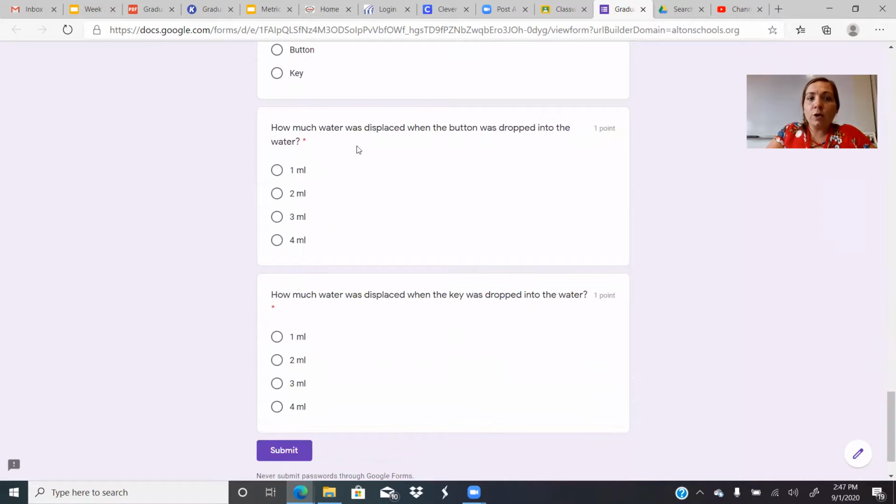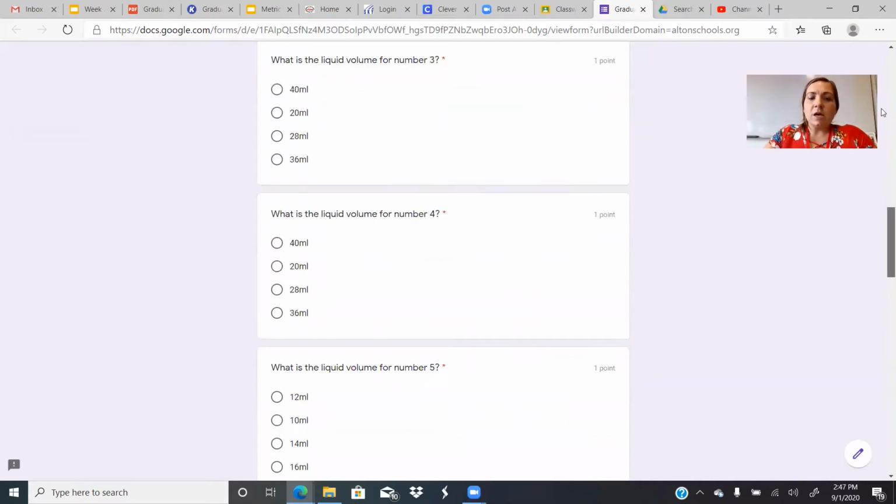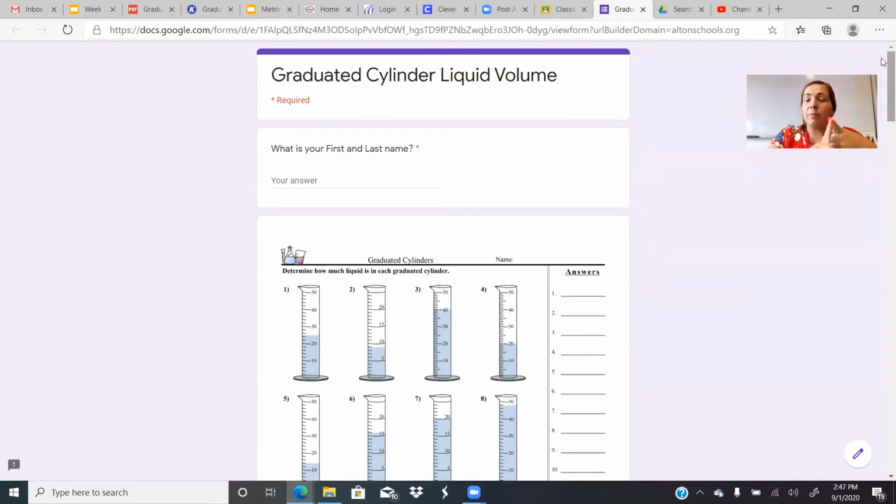How much water was displaced when the button was dropped in? Meaning, how much did it go up? So if it was at 10 and it went up 1, it went to 11, it went up 1 milliliter. I don't know if that's true because I haven't looked at the question. Okay? All right. They're not bonus questions. You have to answer them, but they were not on the worksheet. They're extra questions.